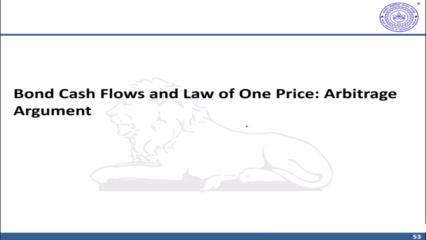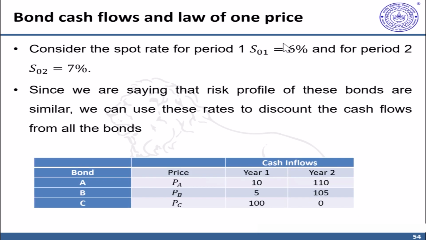In the previous video, we introduced the concept of law of one price and also introduced the arbitrage argument in the context of bond cash flows. In this video, we'll examine this arbitrage argument in more detail. Recall, we discussed three bonds A, B, C, which were government bonds with a pure risk-free profile, and their cash flow profile is given here.